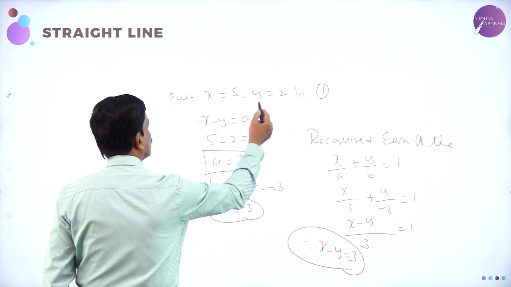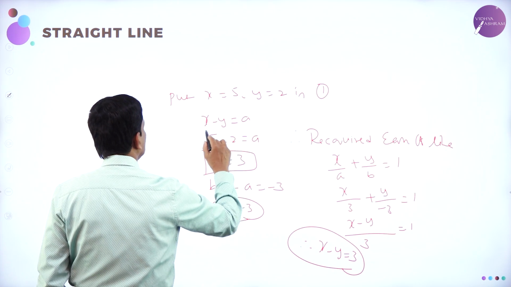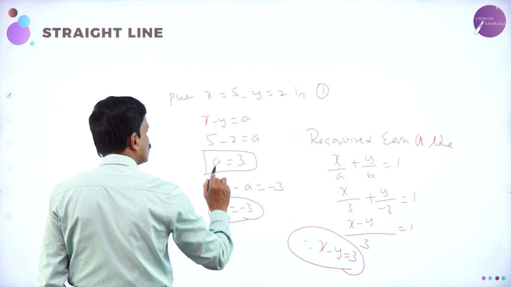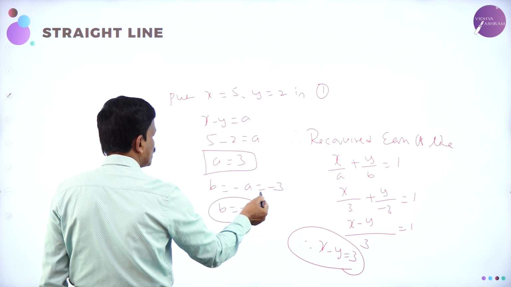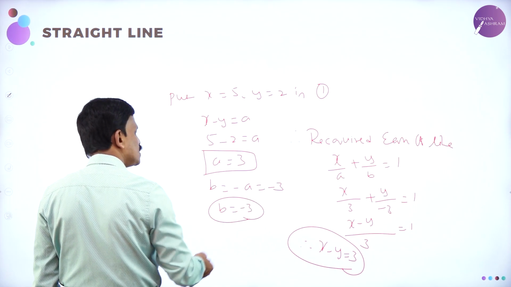If you put x equals 5, y equals 2 in equation number 1, 5 minus 2 is 3, so a is equal to 3. What is b? b is equal to minus a, therefore b is equal to minus 3.